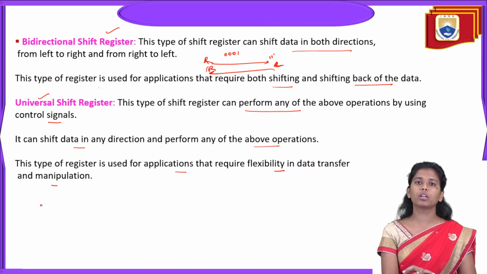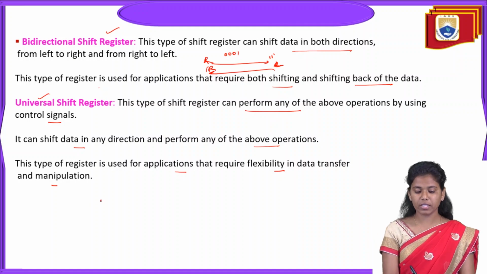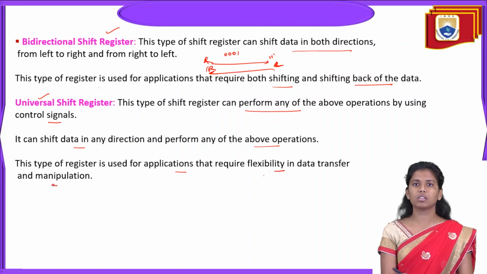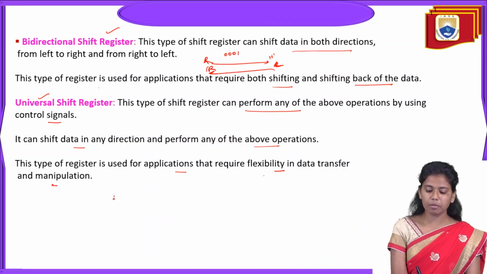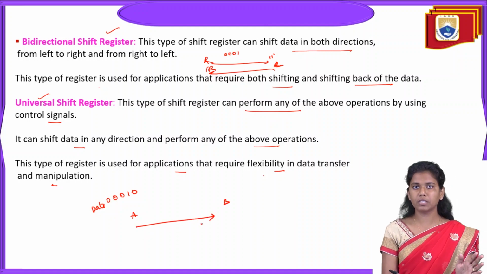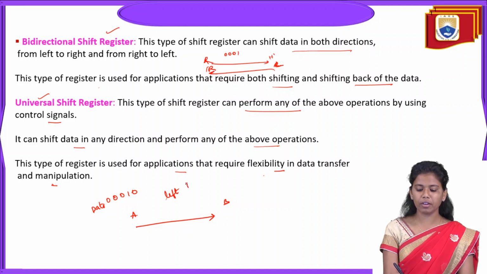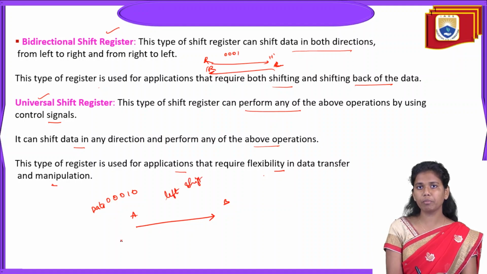So why are we choosing the universal shift register? We can achieve flexibility, and also data transfer and manipulations can be done. What sort of manipulations? For example, if you're shifting your data, that is 0, 0, 0, 1, 0, this data is transferred from A to B. With the help of left shift, the bits are shifting from left to right. So using the left shift operation, I need to shift from A to B.